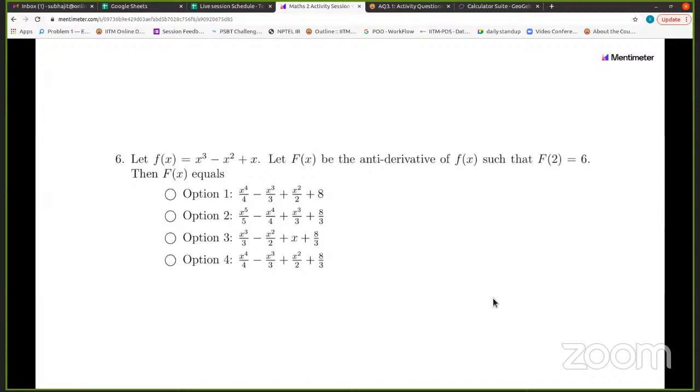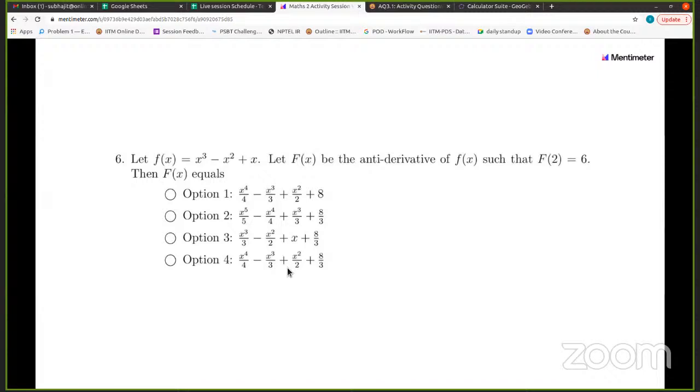Sir, in the last question, can you explain how we are getting left endpoints? Okay, that I can explain. If I finish this problem and then go back, will that be okay? Yeah, sure. Just remind me once after this problem.